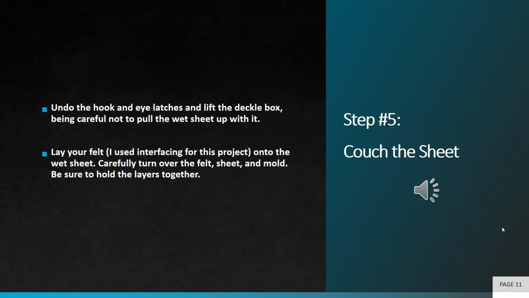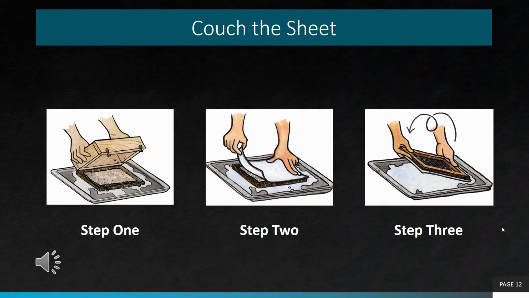The next thing you're going to do is you'll undo the latch hooks and lift the deckle box. Just be careful because this is wet, so you want to be careful when you do this step because you don't want to pull any of the wet pulp or the sheet up with it. And then you're going to carefully turn this over onto a felt piece of paper. I actually used a dishcloth, and it's kind of funny because it has a pattern in it. You may see it here in a second when I show you the sample. So that's how you do it.